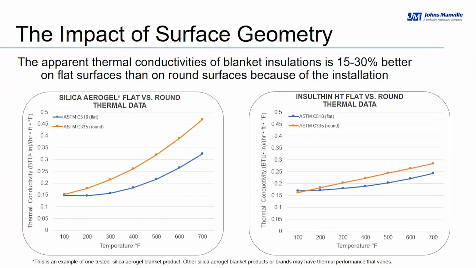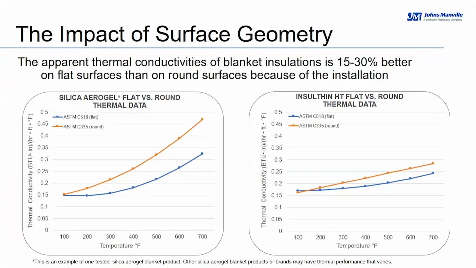As you can clearly see, for both Silica Aerogel blankets and JM's InsulThin HT, the thermal conductivities, or K values, are higher for ASTM C335 in pipe configurations versus ASTM C518 in a flat geometry. As you know, the lower the K value, the better the insulator. Thermal conductivities for ASTM C335 pipe configurations are 15 to 30% higher, or worse, than flat configurations. So be sure to use the correct data for your application.